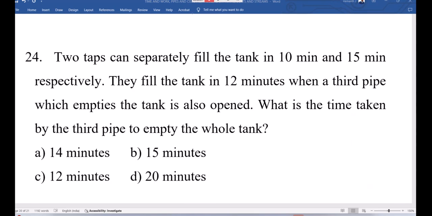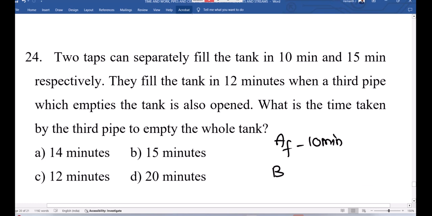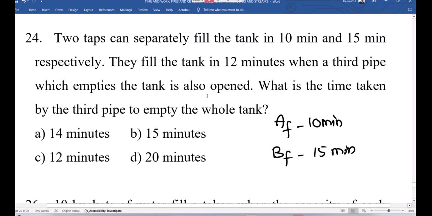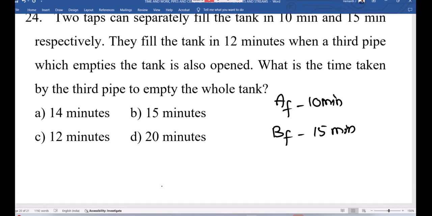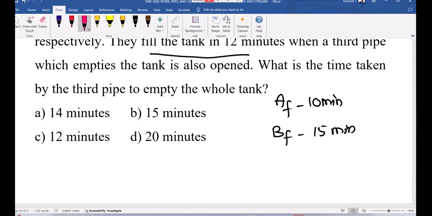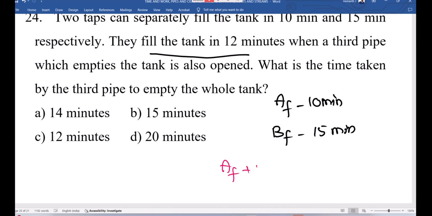So this question we can do like A filling in 10 minutes, B filling in 15 minutes. There is a third pipe which is emptying, that you can keep going and check. Third pipe which will empty. So with A and B only, it would take only 6 minutes to fill, but it is taking 12 minutes to fill because the third pipe is doing the opposite work. So A plus B plus C, 12 minutes to fill.